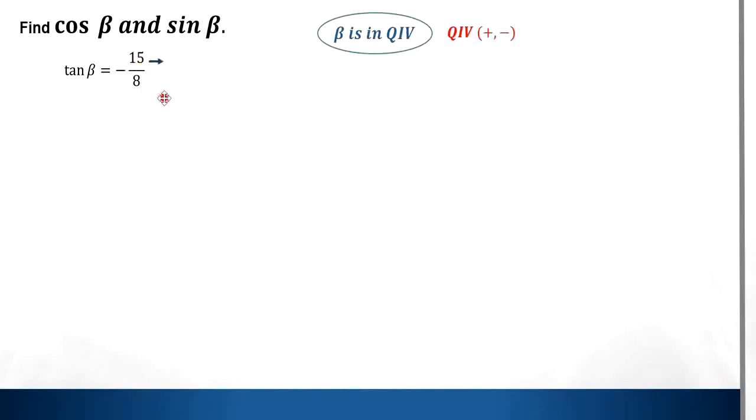And according to our trig functions, that is y over x. Therefore, the value for y is equal to negative 15, because in quadrant 4, the y should be negative. And we have x is equal to 8. And in finding cosine beta and sine beta, cosine beta is equal to x over r, while sine beta is equal to y over r.